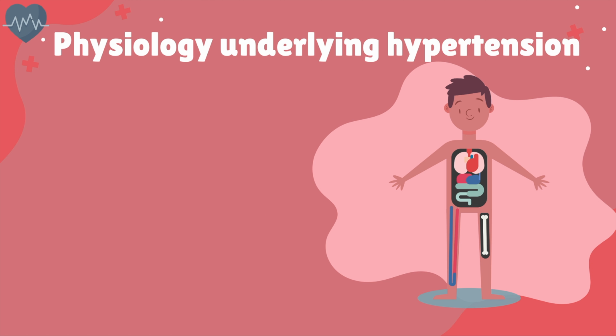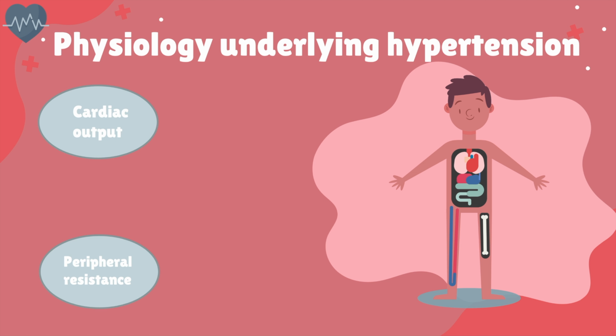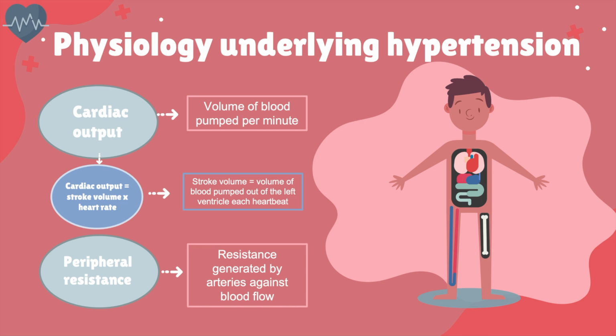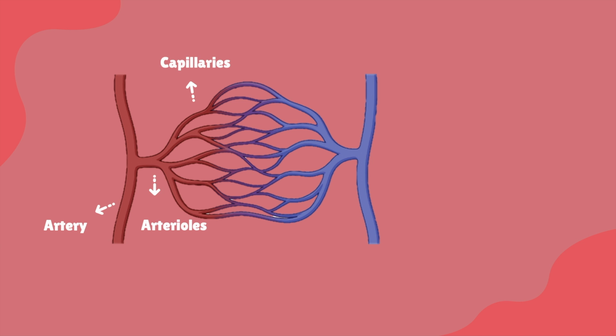The principal determinants of high blood pressure are cardiac output and peripheral resistance. These factors are the targets of antihypertensive drugs. Cardiac output is the volume of blood the heart pumps out per minute and is dependent on stroke volume and heart rate. Thus, cardiac output affects blood pressure as greater blood volume in the arteries increases the pressure exerted on vessel walls. Blood pressure is also influenced by peripheral resistance. This refers to the resistance generated by the arteries that opposes the direction of blood flow, thus creating pressure within the blood vessel. Arterioles, which are small branches of an artery, are the site of peripheral resistance.